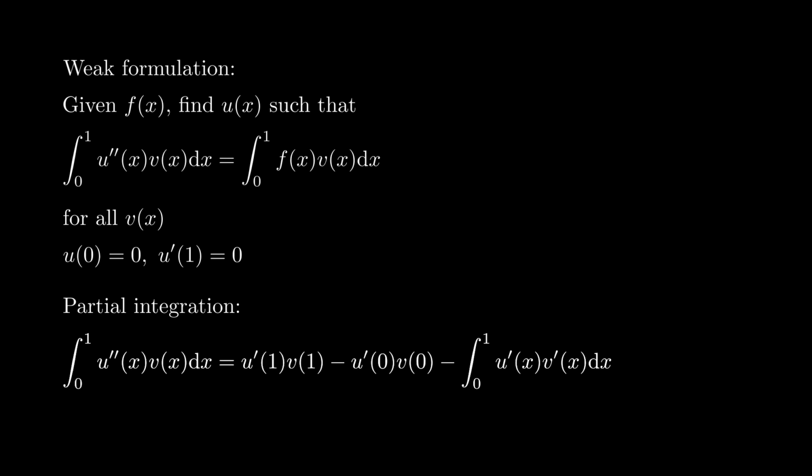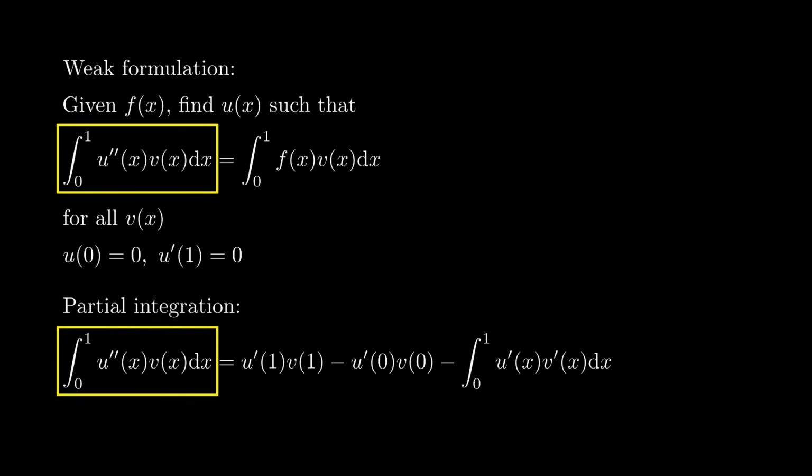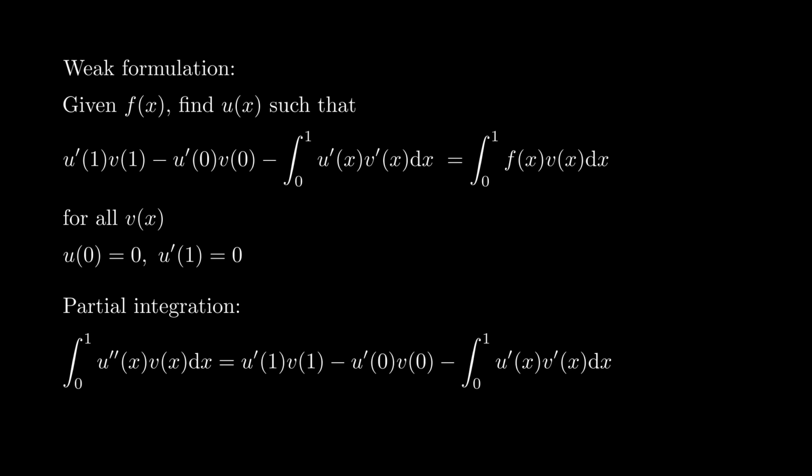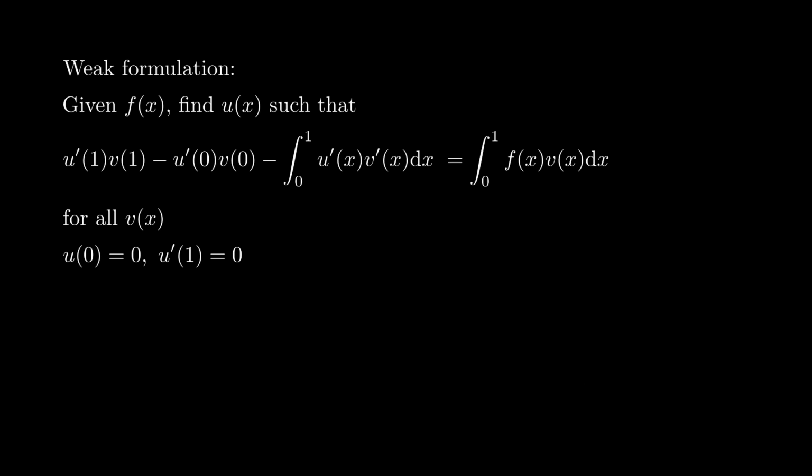We observe that the left-hand side of the partial integration formula is equivalent to the left-hand side of the weak form. Thus, we can substitute the right-hand side of the partial integration formula in the weak form. We can see that because of the boundary condition that states that u prime at x equals 1 is 0, one term in the weak form vanishes. The other boundary condition states that u at x equals 0 is 0.